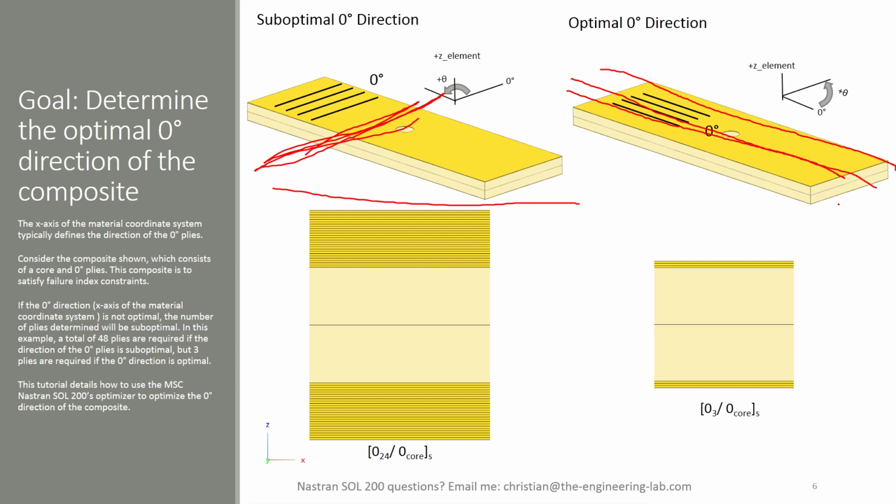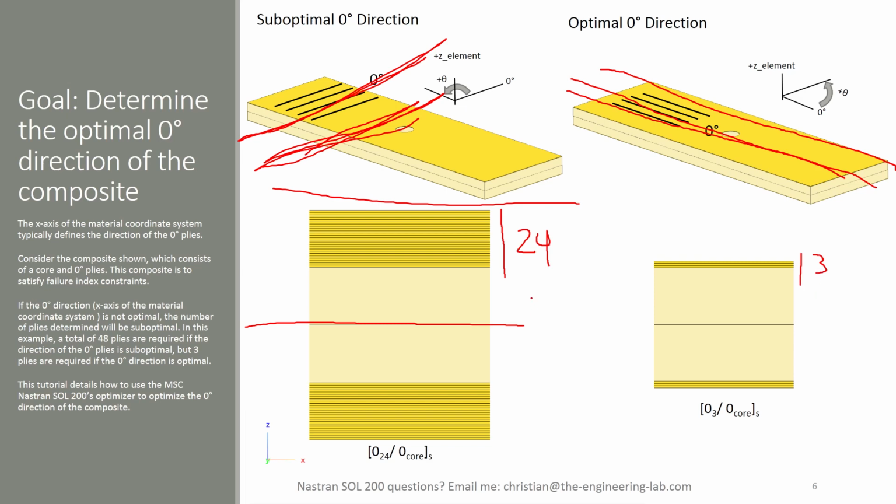Now, why is it important to determine the optimal direction for the 0-degree plies? Here in the bottom, and I'm only considering one side of the composite, I've gone ahead and performed a ply number optimization, assuming that the 0-degree plies run in this direction. I find out that I need 24 plies to avoid a failure index greater than 1. Here on the right, if I were to optimize and find a better direction for the 0-degree plies, I find out that after the ply number optimization, I only need 3 plies.